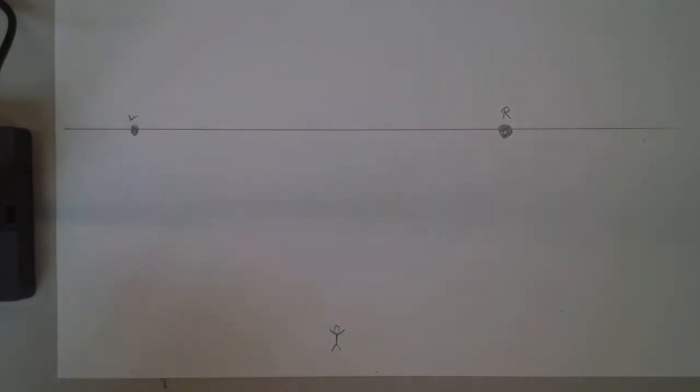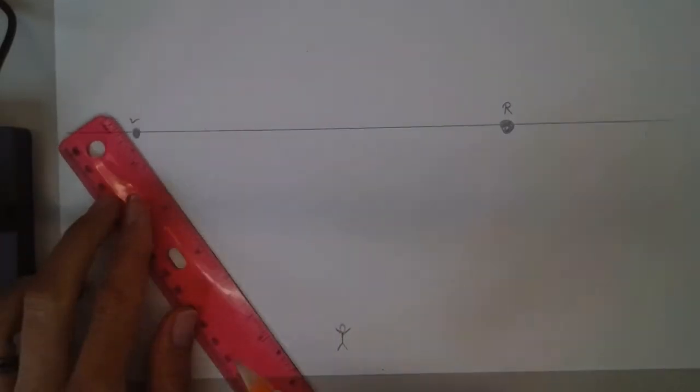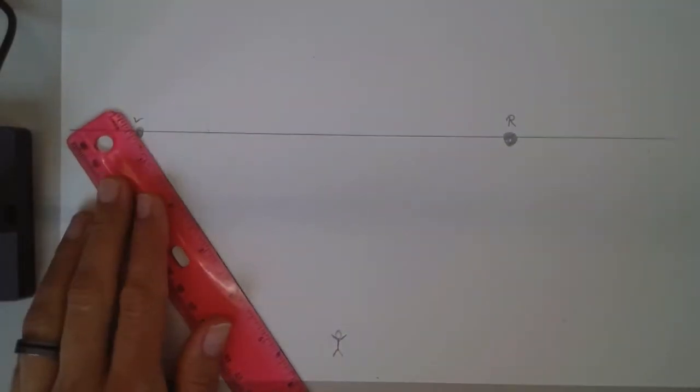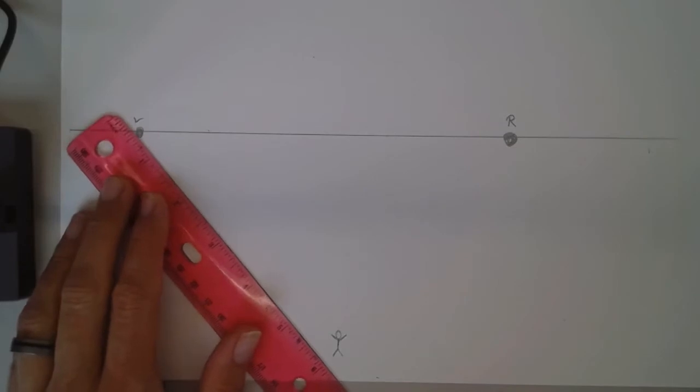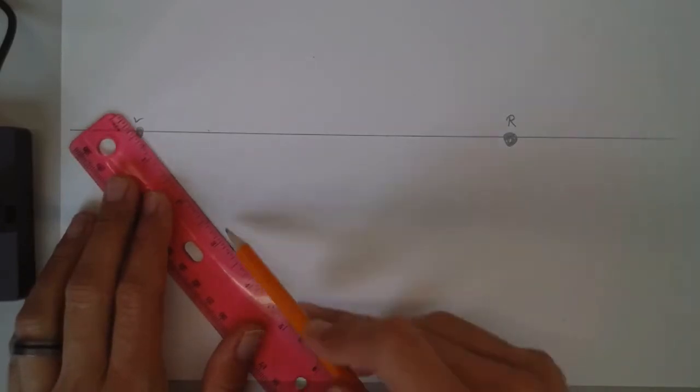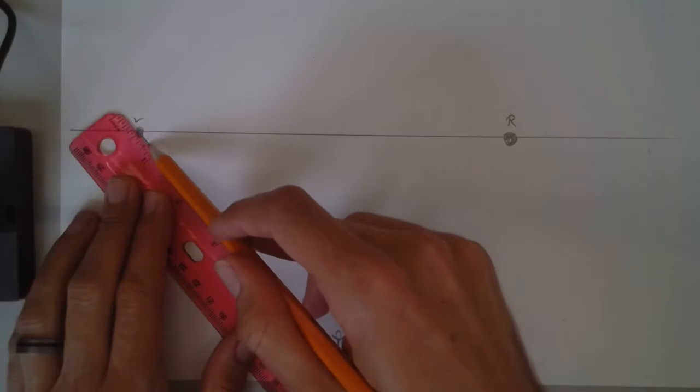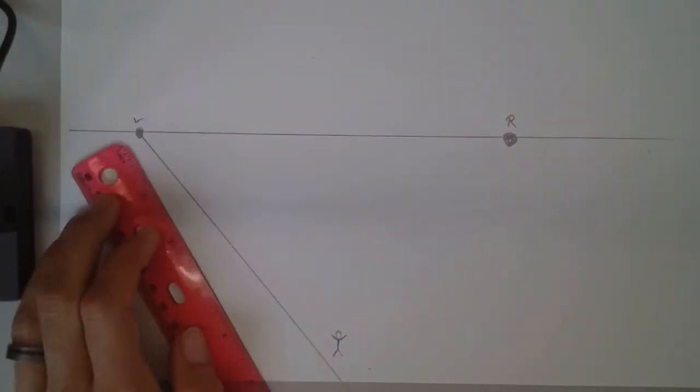Now, what we need to do is shine a spotlight on the stick guy. Now, how do we shine a spotlight on the stick guy? We use our ruler. We line it up to our left vanishing point. And I'm going to line it up underneath him, like that. From underneath him up there. We want our first line right there.